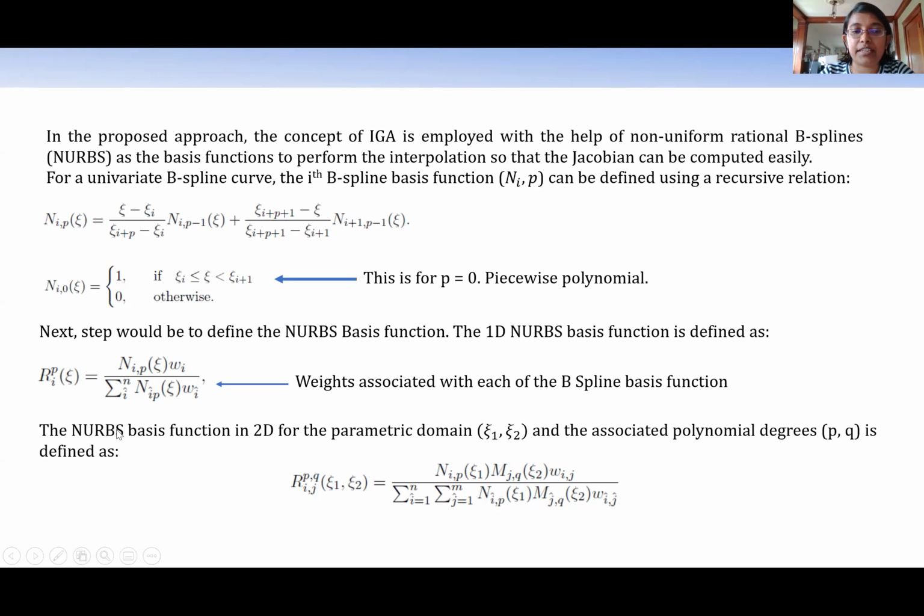The NURBS basis function in the 2D parametric domain, associated with the polynomial degrees p and q, is defined using the R that we get over here. This is multiplied for the x and y direction, and once we multiply them, we have this formula.